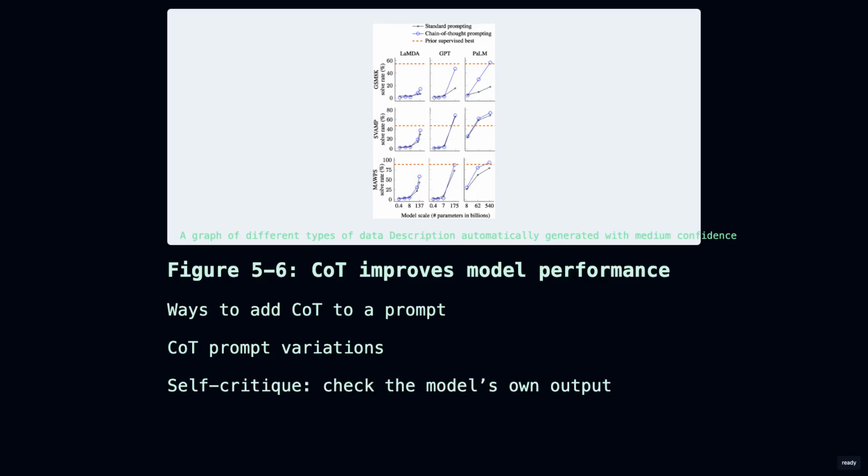Self-critique asks the model to review what it just produced and evaluate whether it makes sense. Like chain of thought, it encourages a more careful response, but now the focus is on checking and refining rather than only generating.